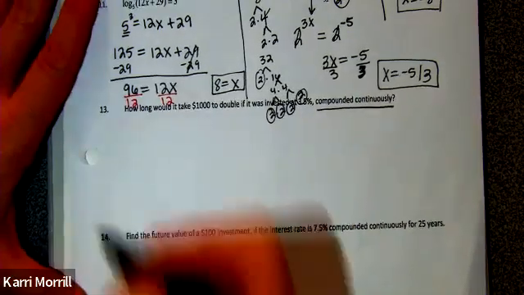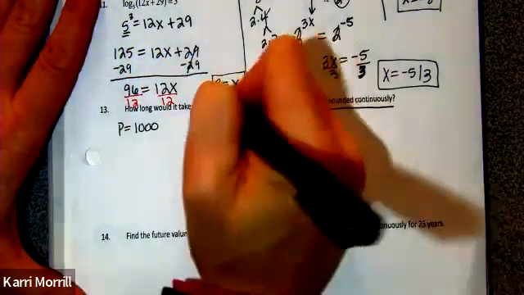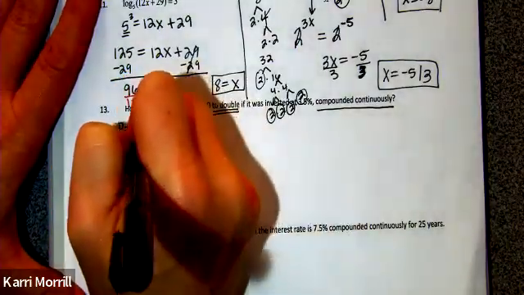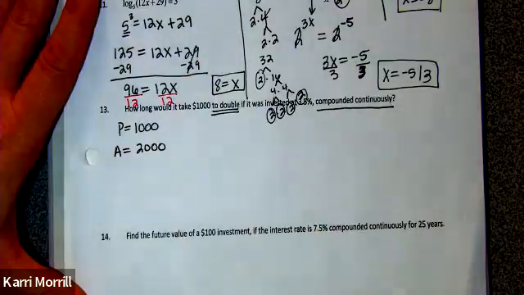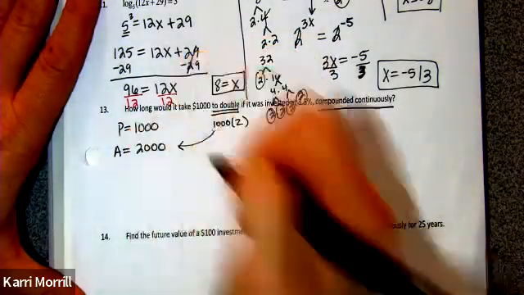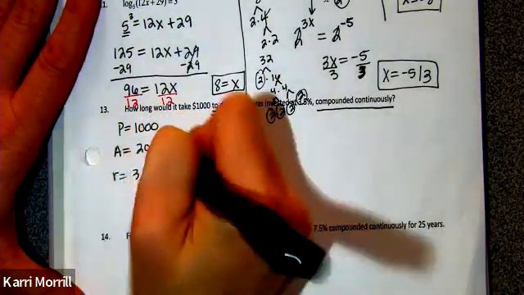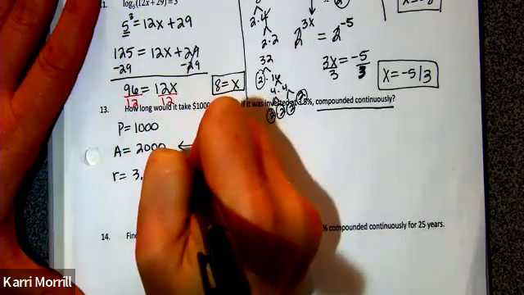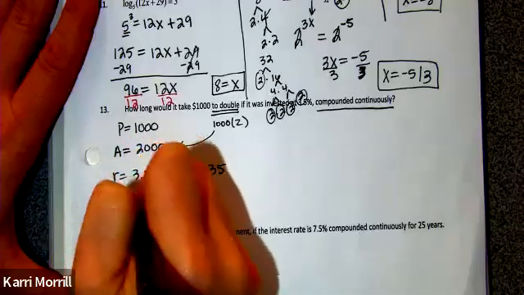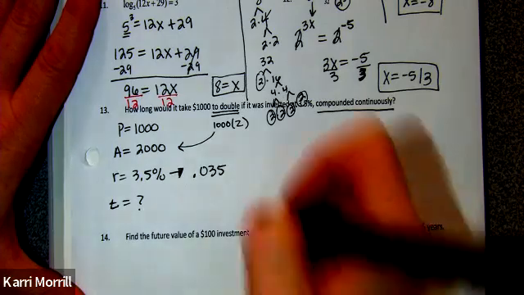Compounded continuously. So I know my principal means that's how much I'm going to invest, which is 1,000, but then they say that it doubles. Remember, that would be like your ending balance. So that would be $2,000. So 1,000 times 2. My rate we said was 3.5%. So we need to turn that into decimal form, which would be 0.035. It wants to know how long will it take for that to become 2,000.